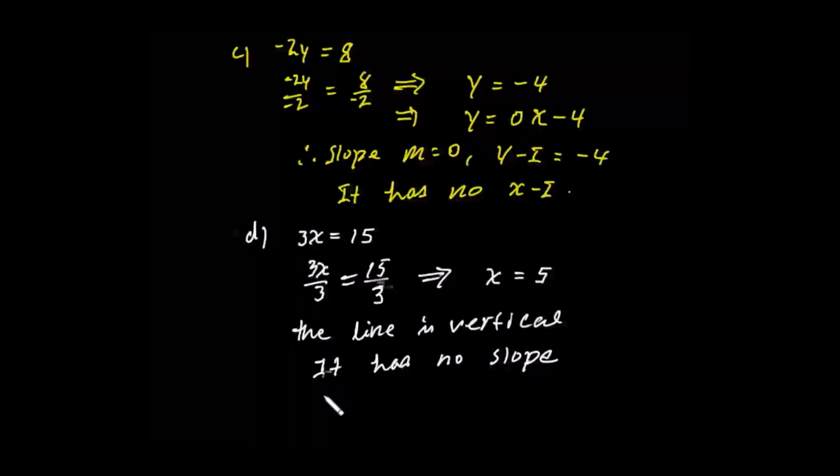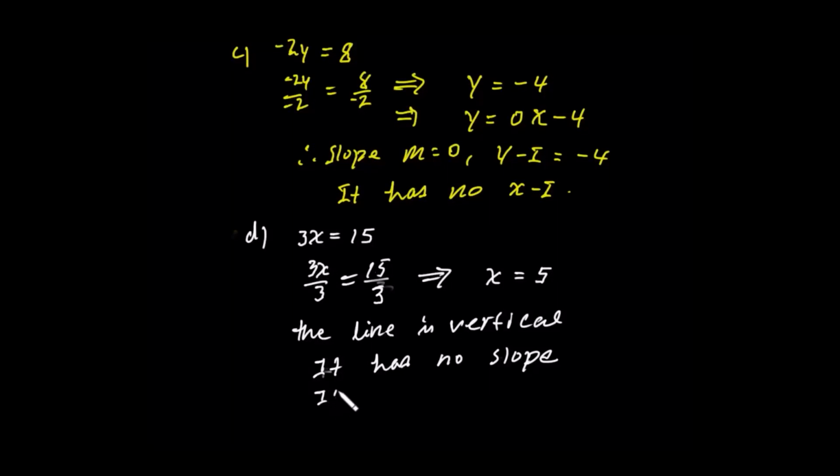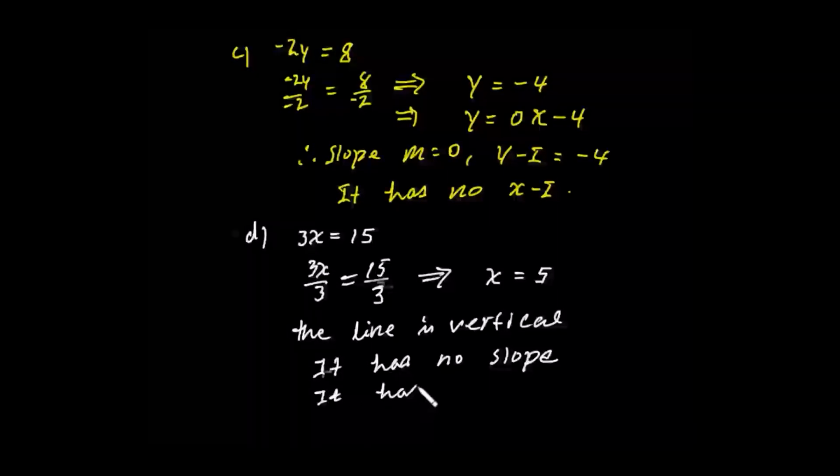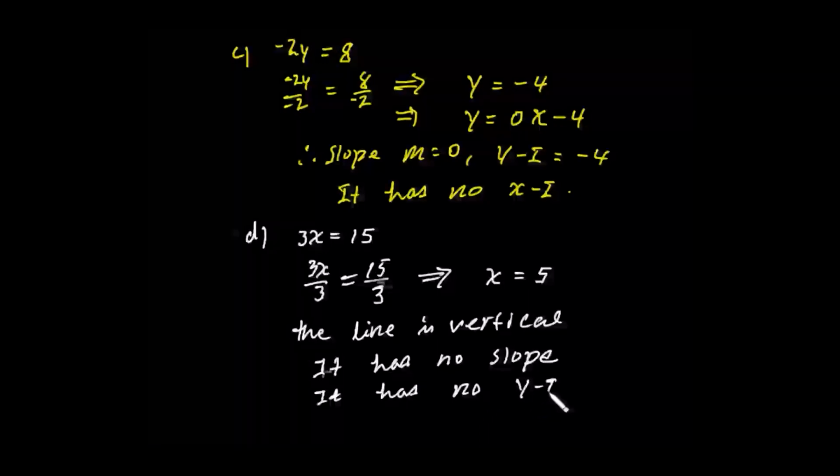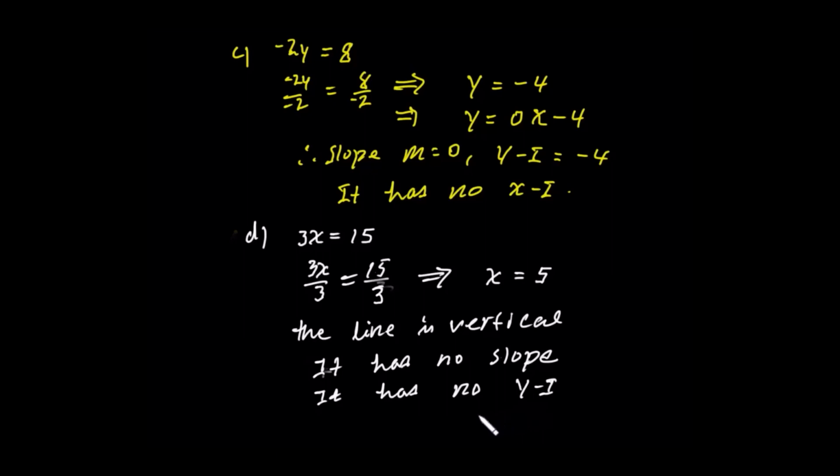It has no slope. It has no y-intercept, because it doesn't cross the y-axis. The other thing: the x-intercept is 5. What does this mean? The graph passes through the point 5 and 0; the y value is 0. So that's all for today. Bye.